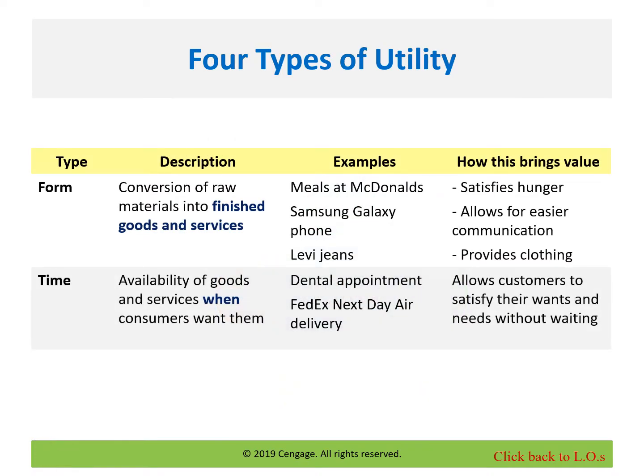The first type of utility is form, which is the conversion of raw materials into finished goods and services. For example, burger meals at McDonald's. You don't have to be the one to bake the burger bun or make the beef patty or slice the tomato. McDonald's will take care of putting all the ingredients together and provide you with a complete burger meal to satisfy your hunger. The same with the Samsung Galaxy. It comes as a complete product ready to use which allows for easy communication, or another example is Levi's jeans that is ready to wear.